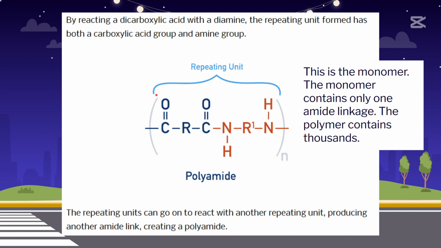So this is going to be our single repeating unit, right? For our polyamide. This is our monomer. The monomer contains only one amide linkage. The polymer contains thousands of amide linkages. Note that when we do our dicarboxylic acid and our diamine, we make a polyamide. The linkage is called an amide linkage, right? The repeating units can go on to react with other repeating units, producing another amide link, creating a polyamide.